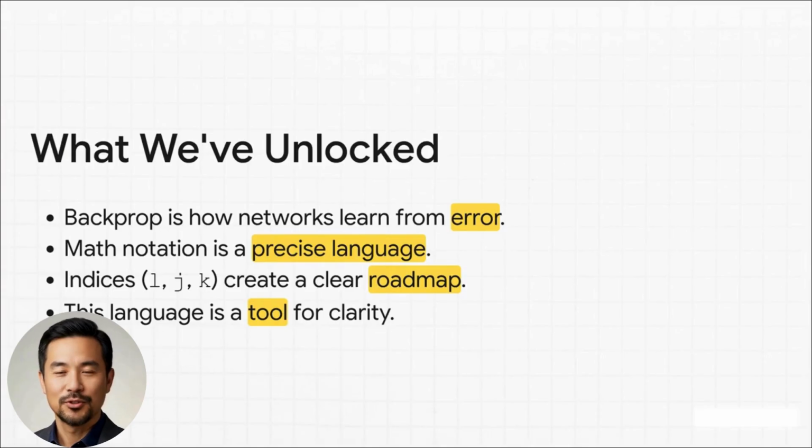So let's just quickly recap what we've unlocked. We've seen that backpropagation is the magic behind how networks learn from their mistakes. We've learned that this math isn't something to be afraid of. It's just a super precise language. We now know that those little indices, L, J, and K, are what turn a huge, messy formula into a clear roadmap. This language isn't a barrier to keep you out, it's a tool to let you in.